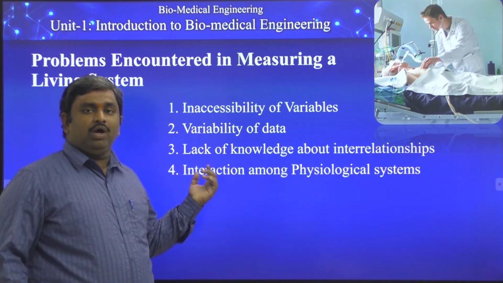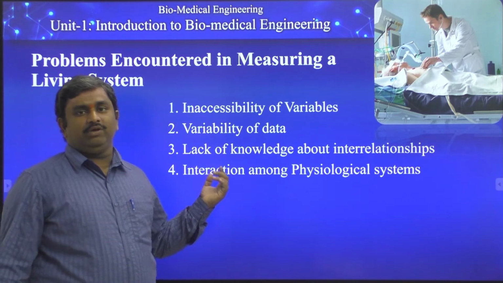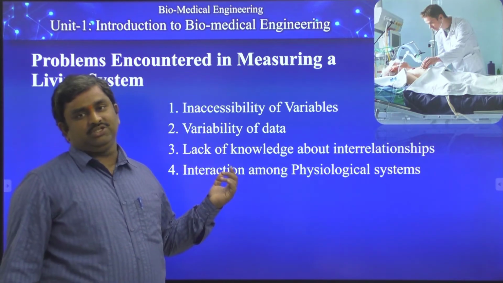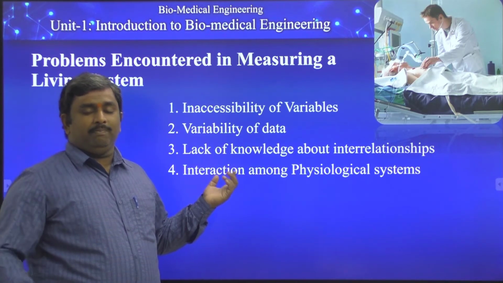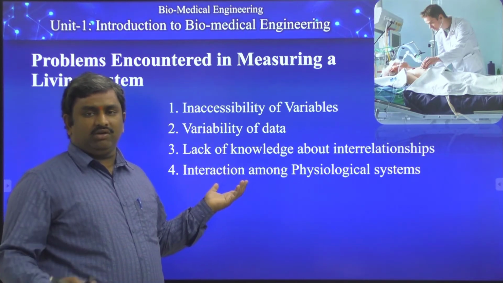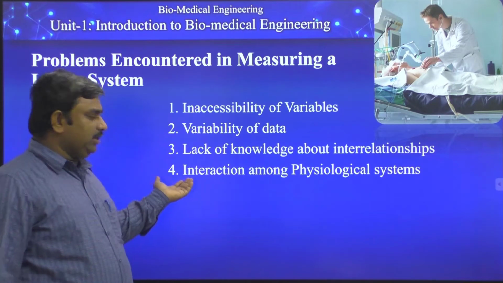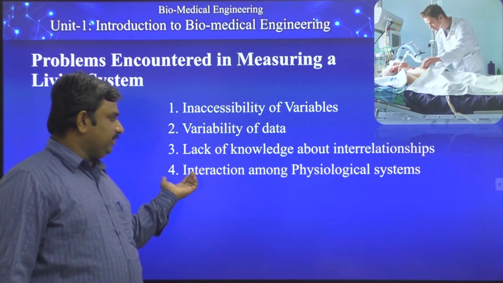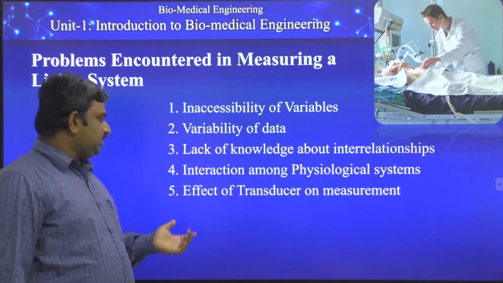Not only those 4, a lot of remaining systems are available in our human body. Skeleton system is there, excretory system is there, muscle system is there. Okay, a lot of systems are available. So we have to understand the relation between all the physiological systems, the interaction among the physiological systems.